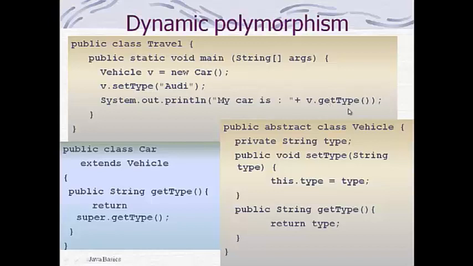So here the getType is called from Car. setType is not existing in Car, but getType is existing in Car, so this is called. So at runtime it decides which getType to be called.